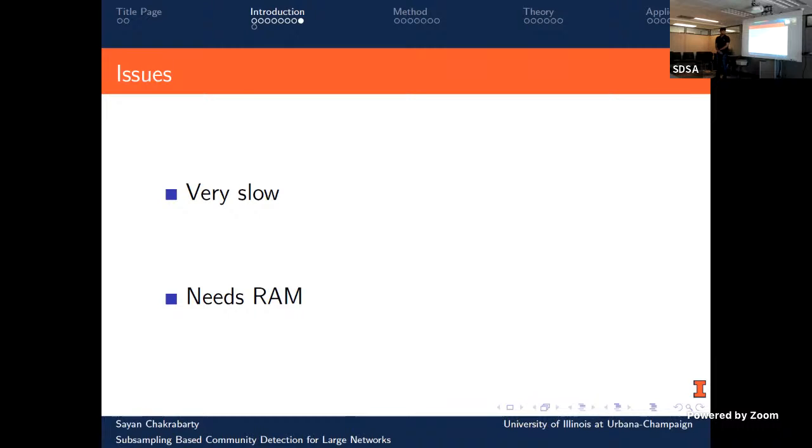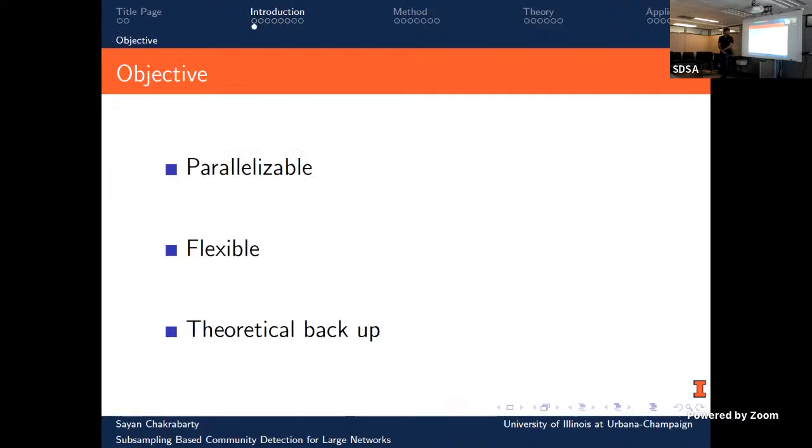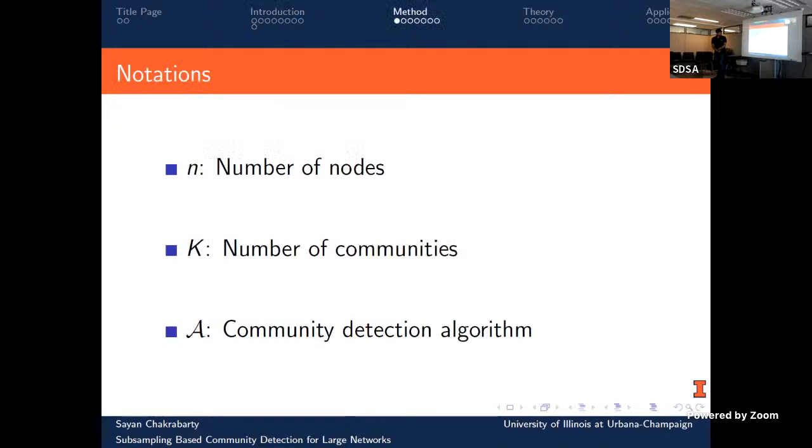So our aim is to develop an algorithm that is parallelizable, so that we can perform computations on different computers and store the network in different parts. That way we can save both time and memory. And the method should be flexible or adaptable to a wide range of community detection problems, and there should be some theoretical guarantee that it works.